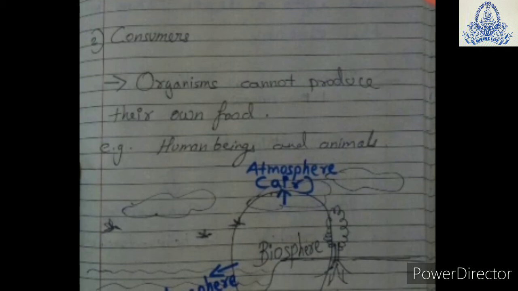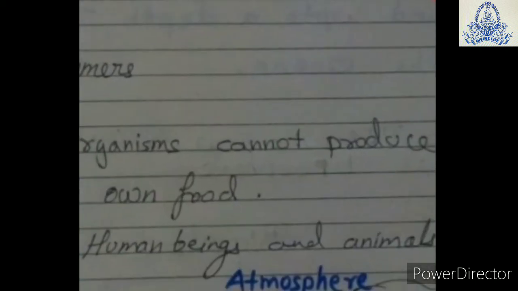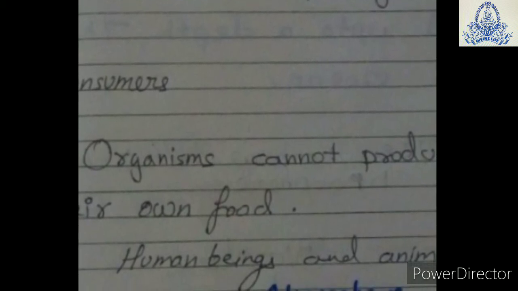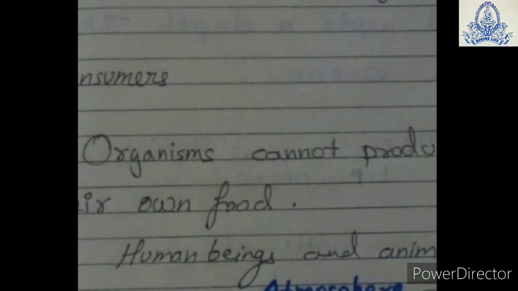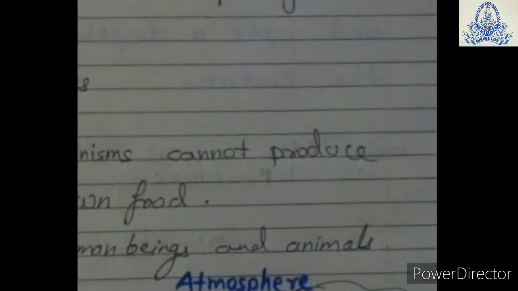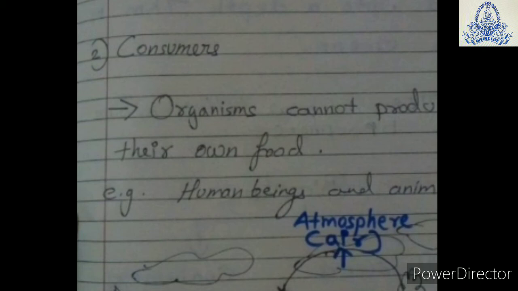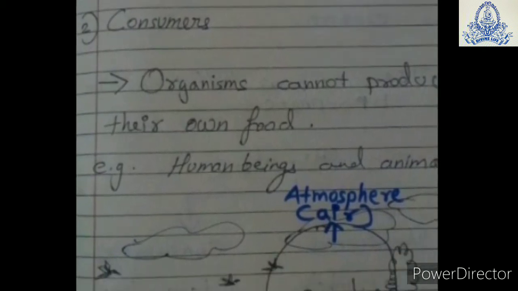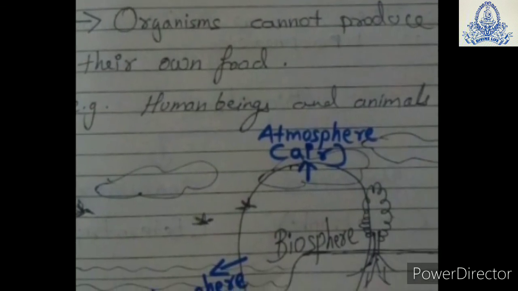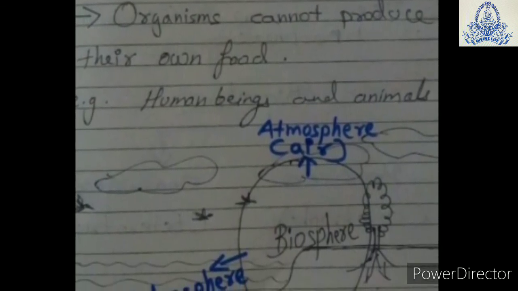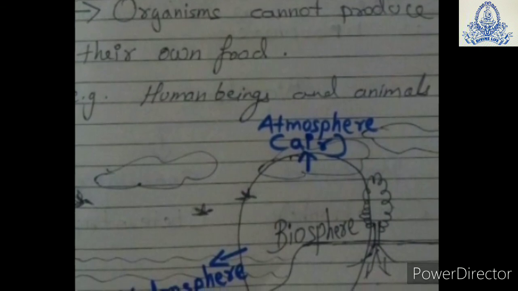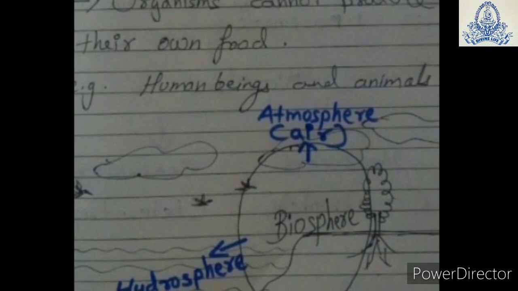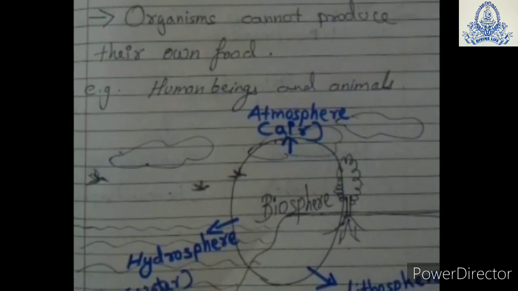First we move with the producers. Producers are the organisms which produce their own food with the help of the environment. We can take a fine example of plants, because plants make their own food with the help of photosynthesis. So next, consumers. Consumers are also known as heterotrophs, and they are the organisms which cannot make their own food. So they have to depend on plants or animals for their food. For example, we can take human beings and animals.